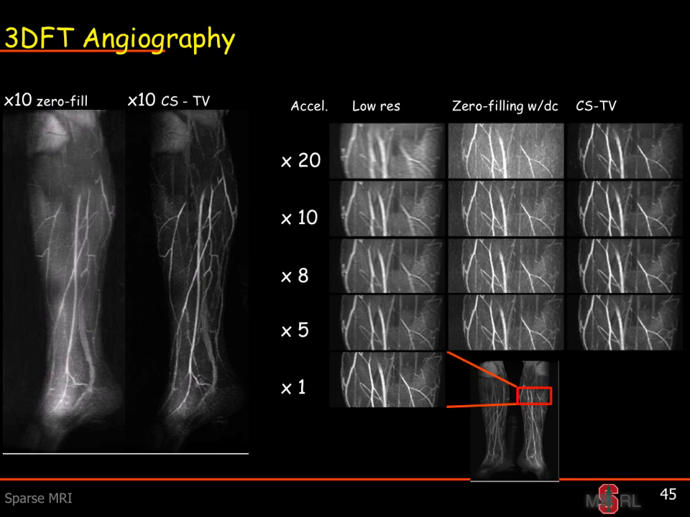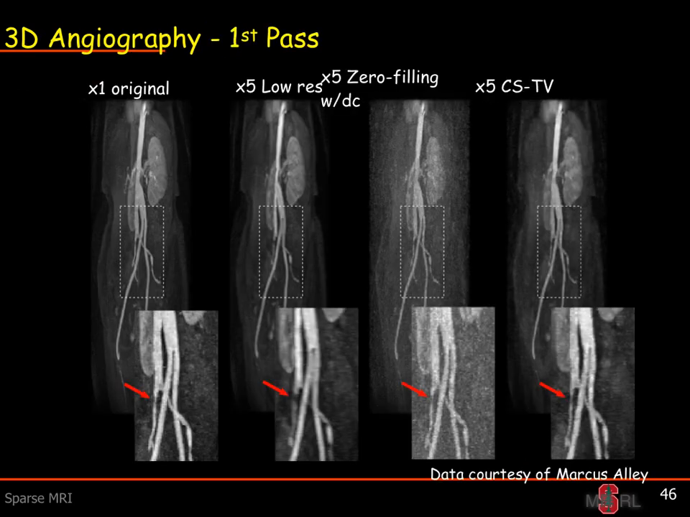So here's an example of an angiogram where we have done 10x acceleration on the readout, and then compared zero filling to compressed sensing plus total variation. And you can see that as a function of acceleration factor, overall the compressed sensing is quite superior to the zero filling, which has a large background signal compared to the vessels. Here's another case where the acceleration with compressed sensing enables you to still accurately reconstruct certain thinner diameter vessels compared to a low-res acquisition where they appear disconnected.